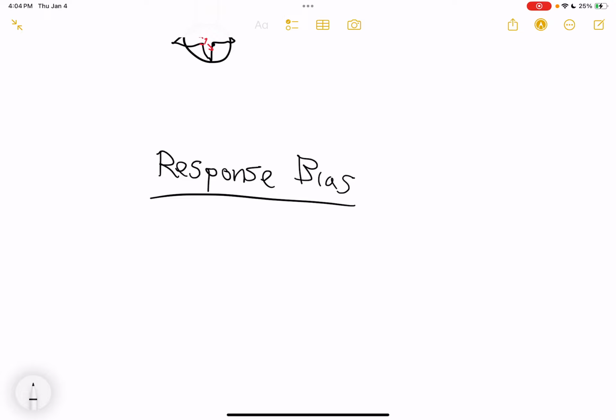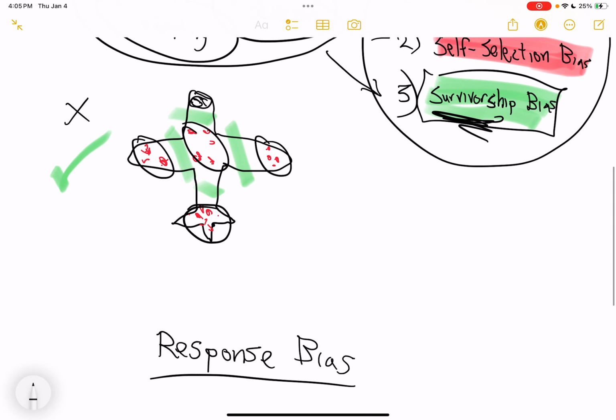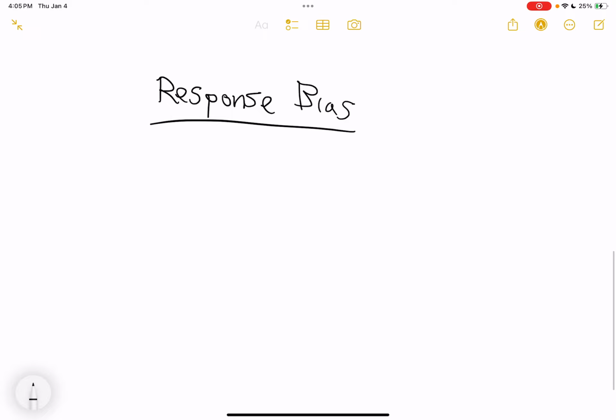Response bias is kind of the other side of bias. So with sampling or selection bias, we were very worried about how experimenters can influence the results they're getting. With response bias, we're more interested in how certain questions can elicit bias in people, right? How are ways that the responses we get might be biased, and how can we cater our surveys to avoid that kind of bias?